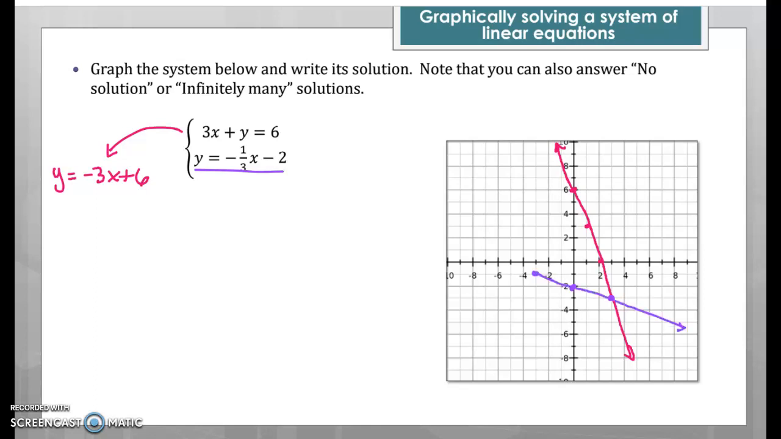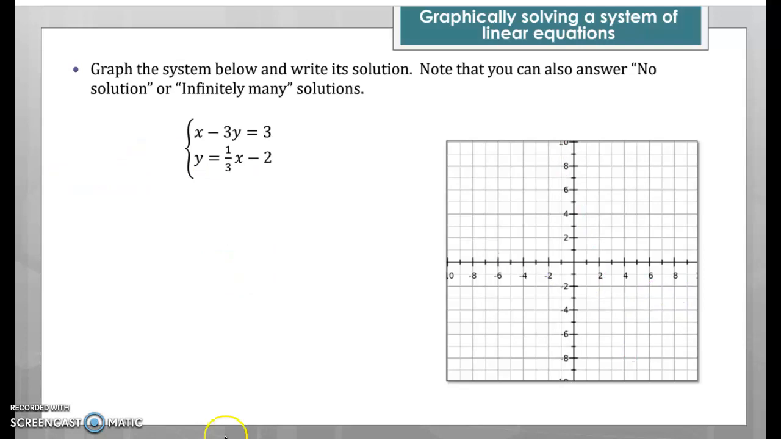So graphically, I can find that point pretty easily. This point right here is the point (3, negative 3). So that becomes the solution to my system of linear equations. So there's one example. Let's go ahead and talk about another.